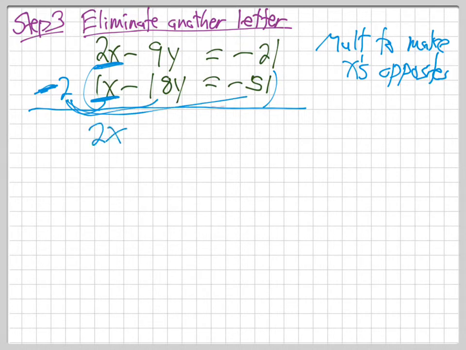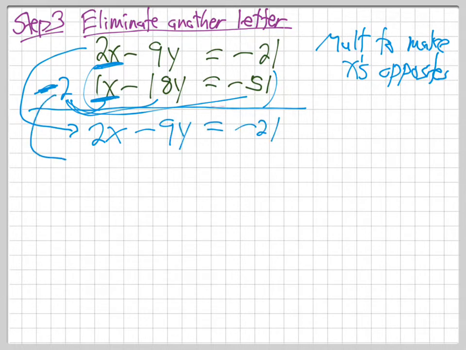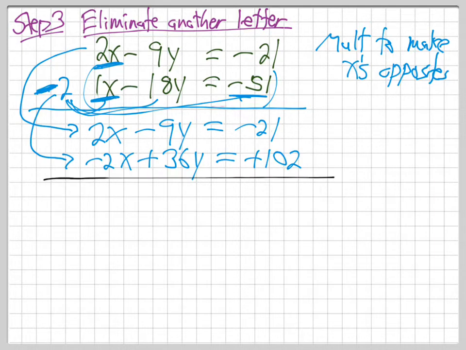So what are we going to get? I'll bring down the top equation, no change. 2x minus 9y is minus 21. But the bottom equation will become minus 2x as that negative 2 distributes through, plus 36y. Right? And the negative 2 times negative 51 is positive 102. There we go. Add these up.